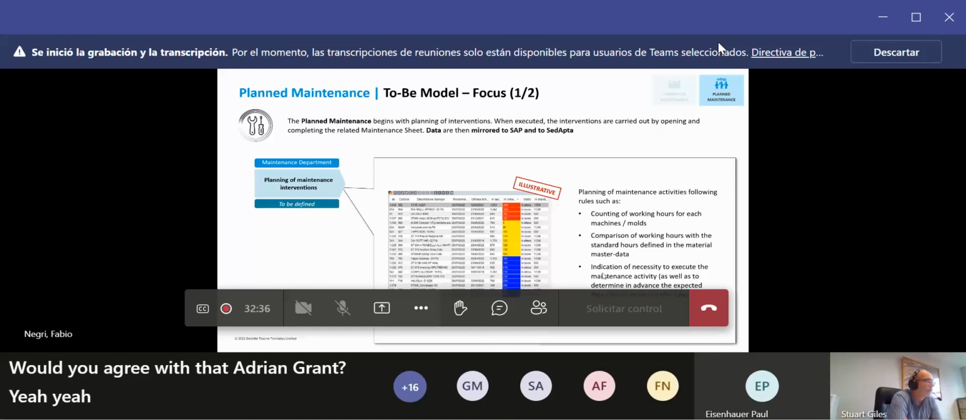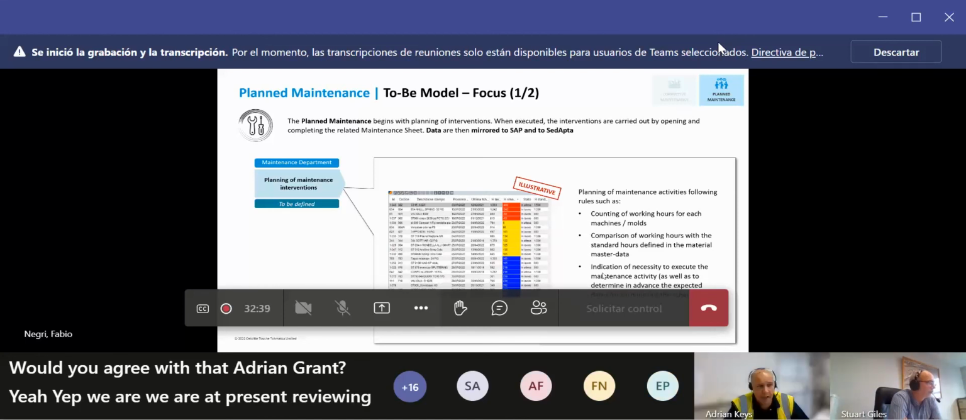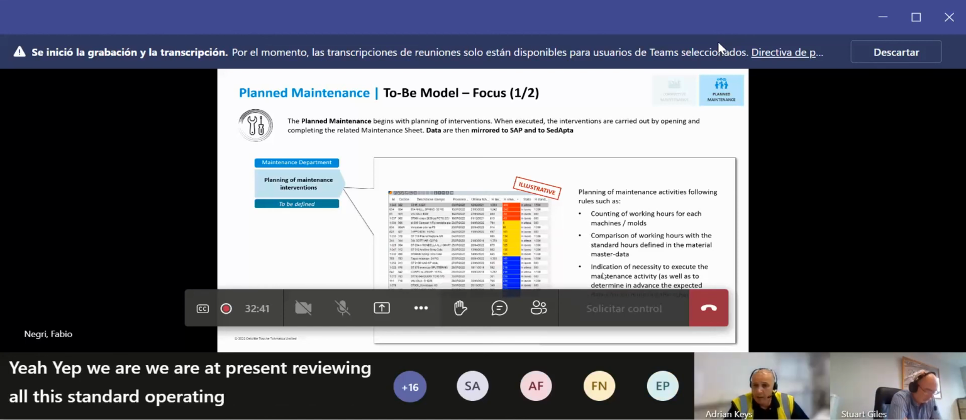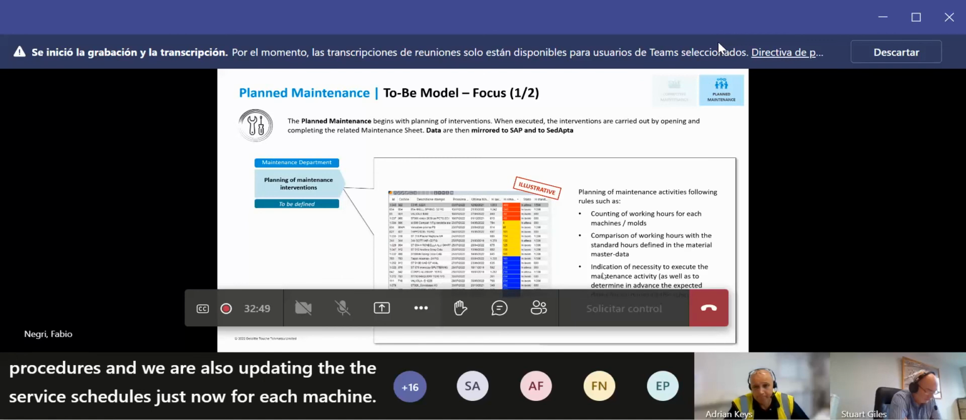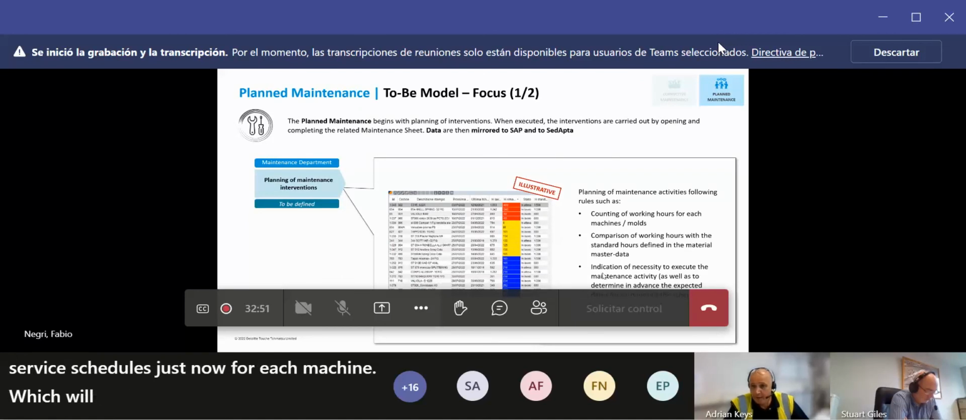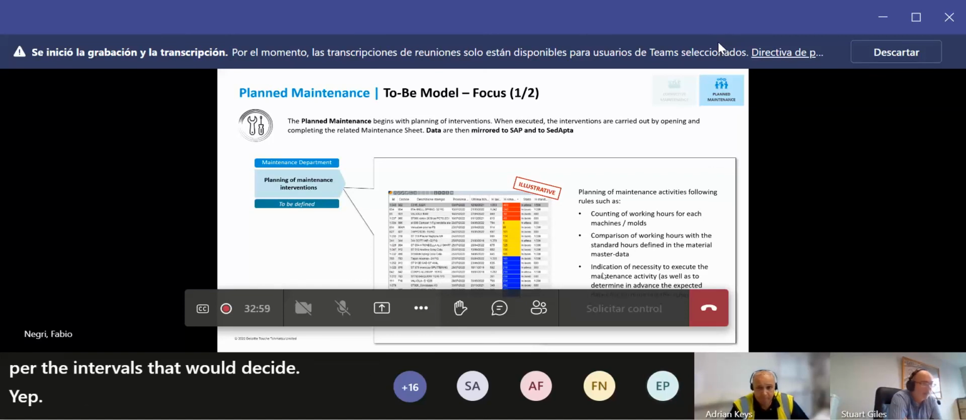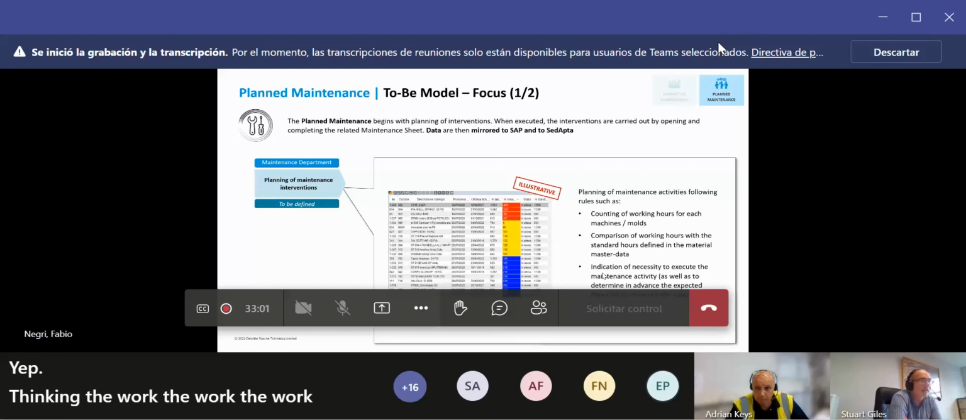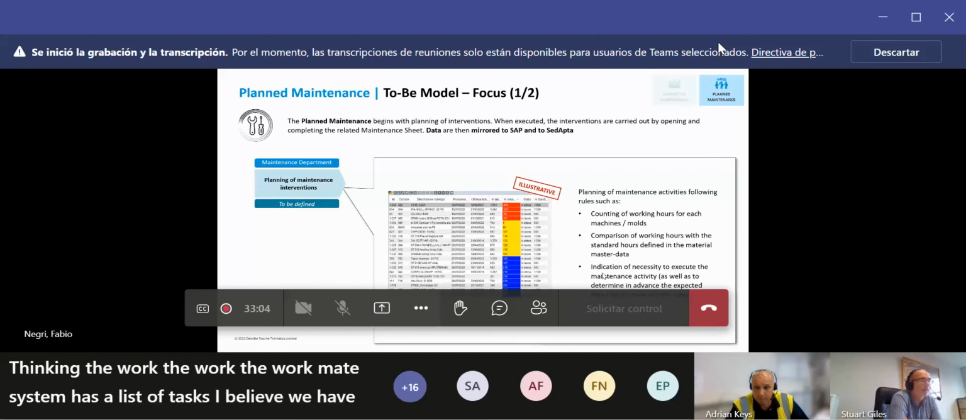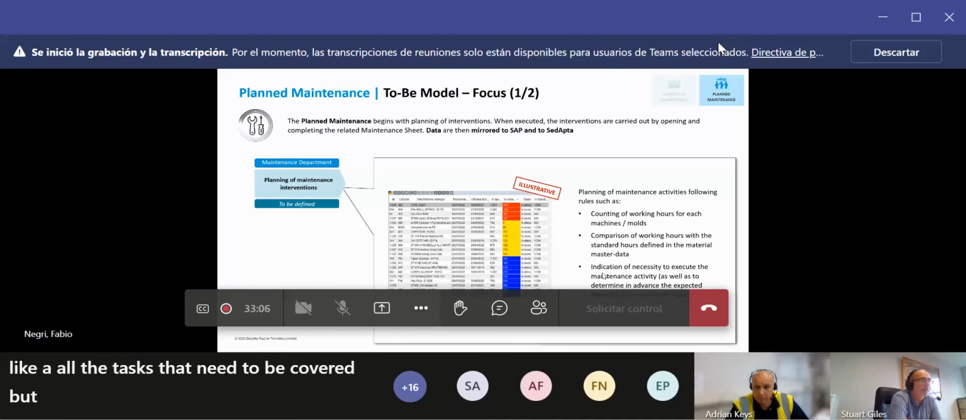Yep. We are at present reviewing all the standard operating procedures, and we are also updating the service schedules just now for each machine, which will list all the tasks, per the intervals that we decide. I think the WorkMate system has a list of tasks, but within the system, it doesn't give a work instruction to do them. That is something separate, and we wouldn't have that for every task.